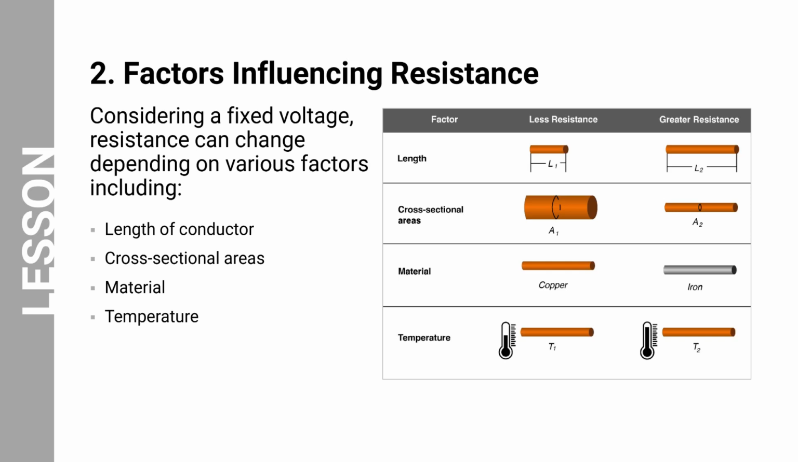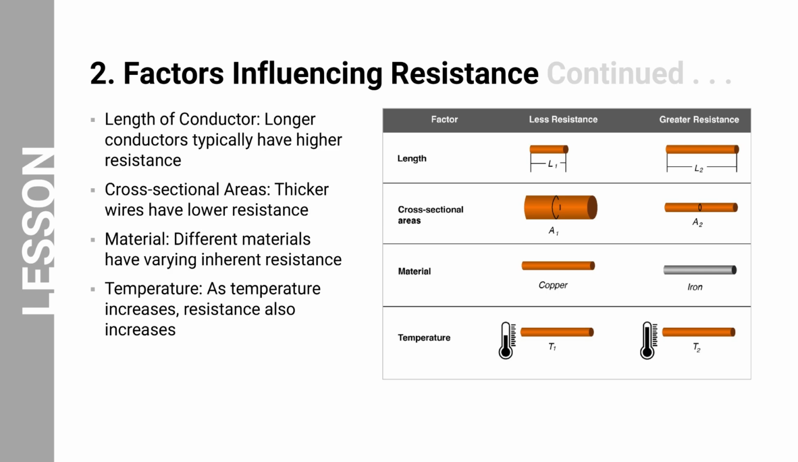Considering a fixed voltage, resistance can change depending on various factors, including the length of the conductor, cross-sectional area, material properties, and temperature. Length of the conductor: the longer a conductor, the higher its resistance. A longer path means electrons have more material to pass through, facing more opposition to their flow. Cross-sectional area: thicker wires have lower resistance because they provide a larger pathway for electrons. Material: different materials have inherent properties that affect their ability to conduct electricity. Conductors like copper and aluminum have low resistance, while insulators like rubber have high resistance. Temperature: for most materials, resistance increases with temperature.